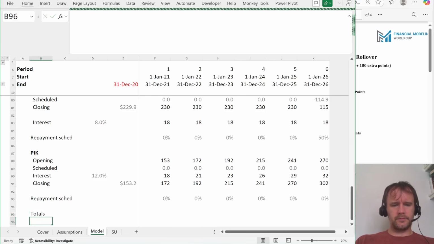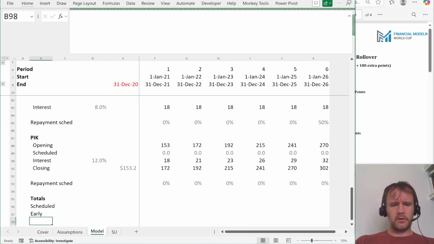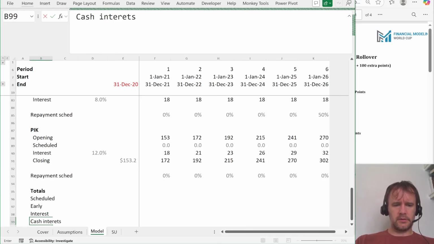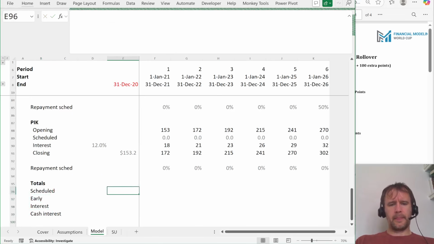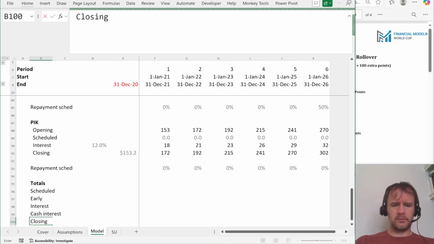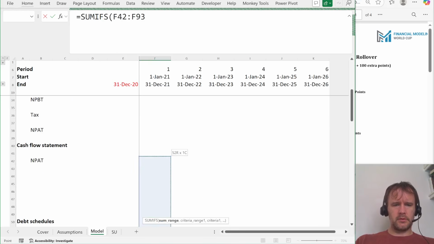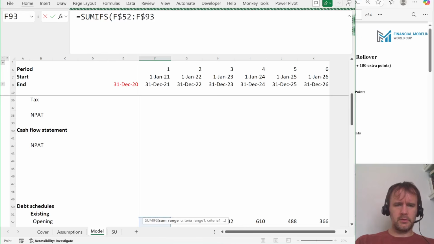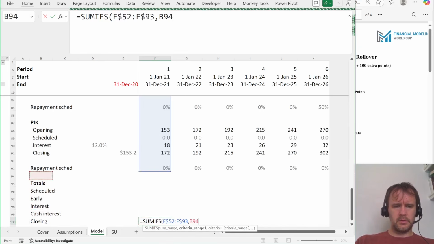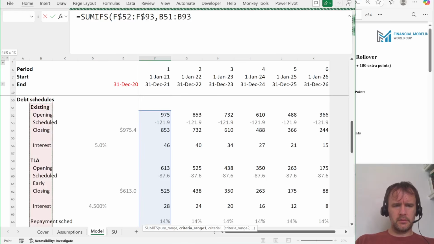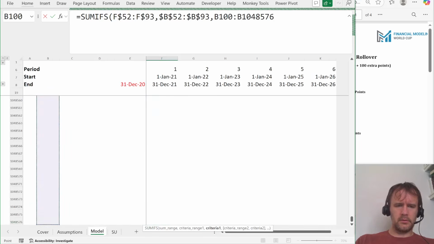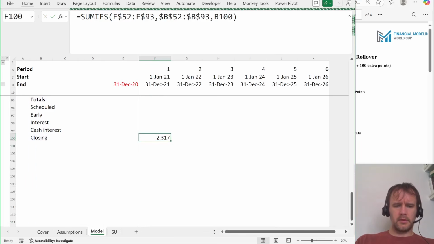So totals. I want the total scheduled. I want the total early. I want the total interest. And I want cash interest. Oh, and I want the closing balances, obviously. So we'll say some ifs of this, where this lock is this. Oops. Annoying. So put that there, and then drag it down.